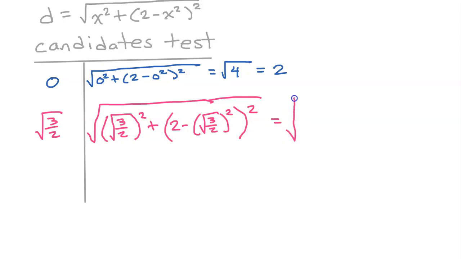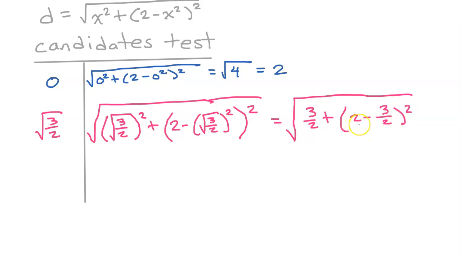So I still have this whole square root, but right here, the squaring makes the radical go away. So I just have 3 over 2 plus 2 minus... I'm squaring this radical right here. Again, the radical goes away. So I will have 2 minus 3 over 2. And that whole thing is being squared.